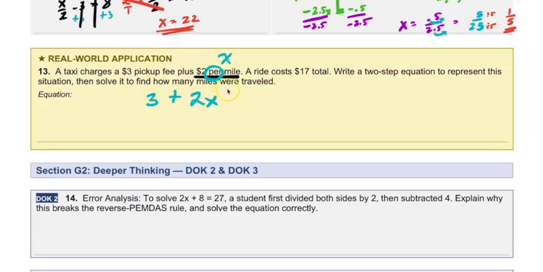We know how many miles we have. And then we know the ride costs $17 total, so it's going to equal 17. So that's our equation. Now we just solve it. That was the hard part. Now we just got to solve it.